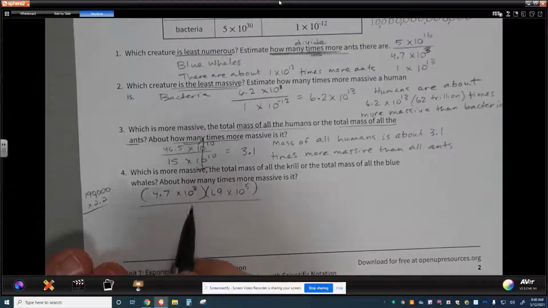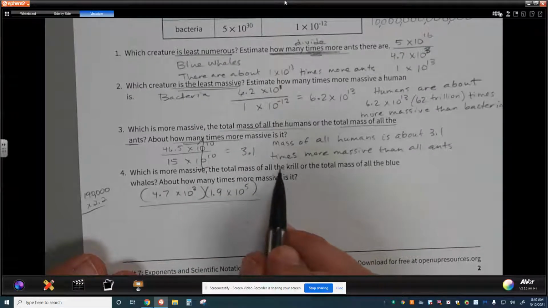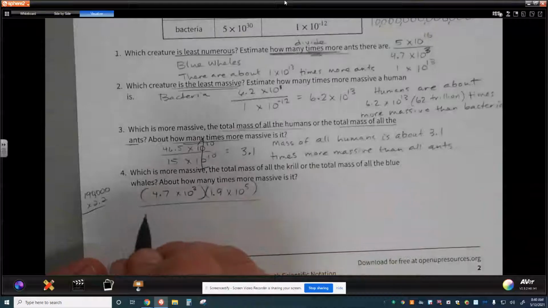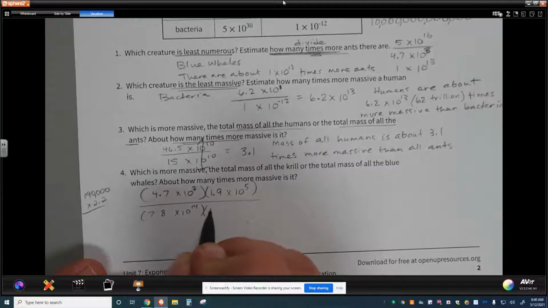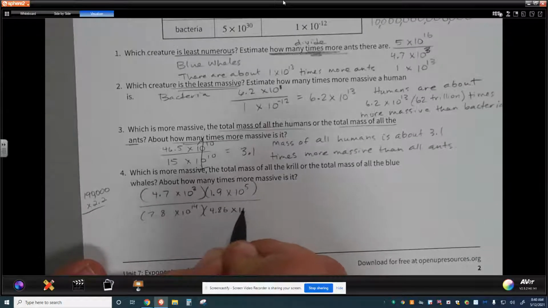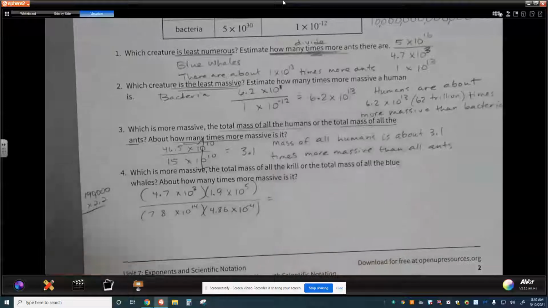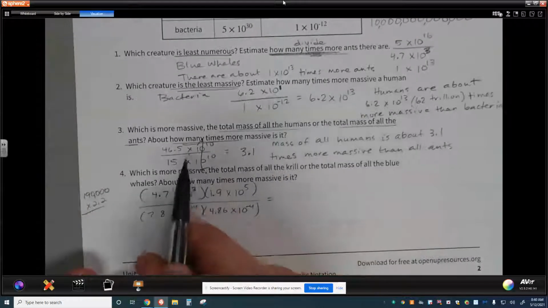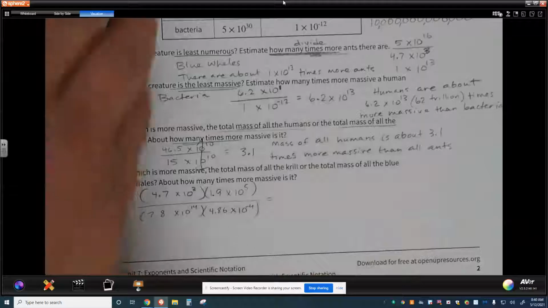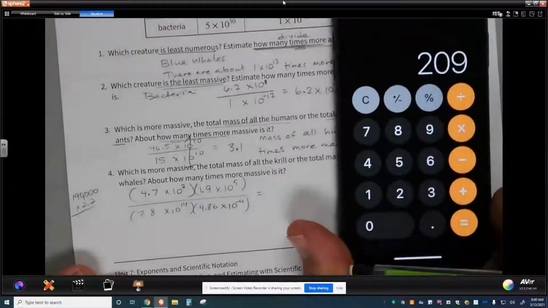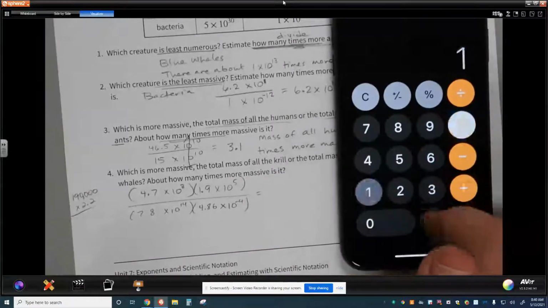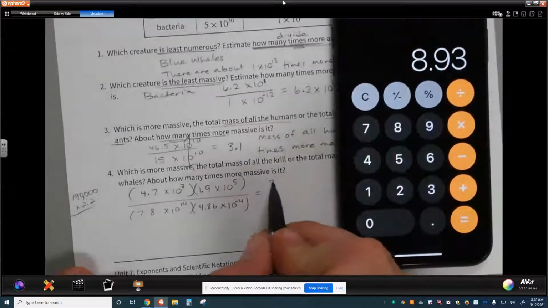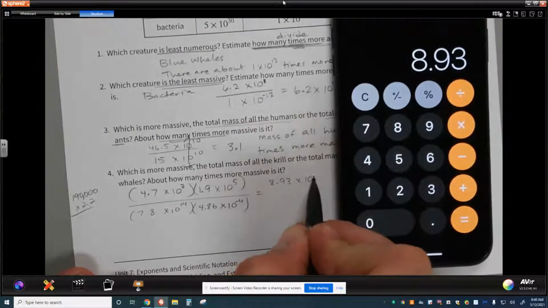We would divide this one by the total number, or the total mass of all the krill. So Antarctic krill, 7.8 times 10 to the 14th power divided by 4.86 times 10 to the negative 4th power. And once I have those values out here, I would do the same thing, take the division, and then interpret my answer. Only this one's going to be slightly different in the way that we finish our interpretation. 4.7 times 1.9 gives us 8.93 times 10 to the 8th power.